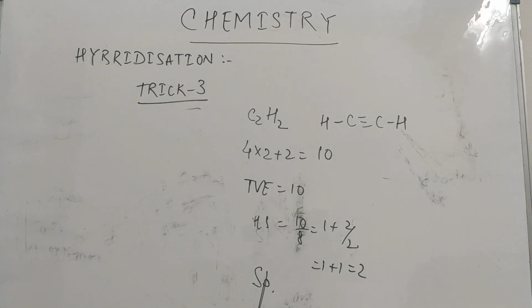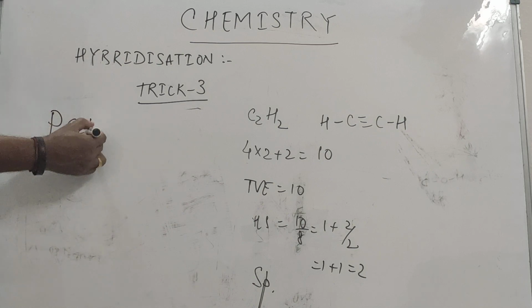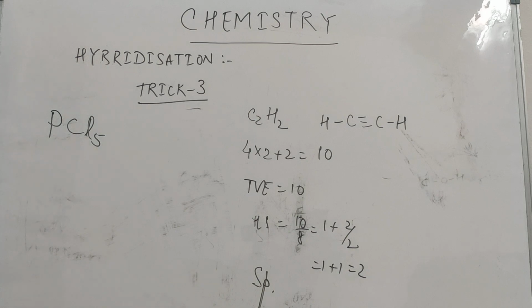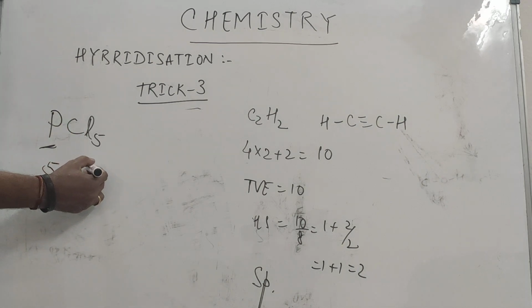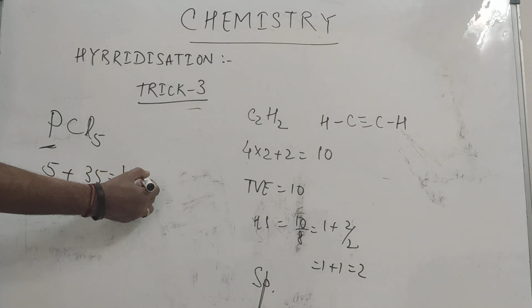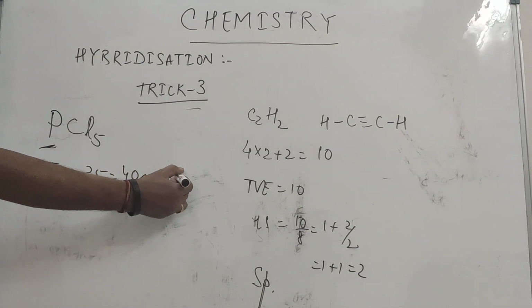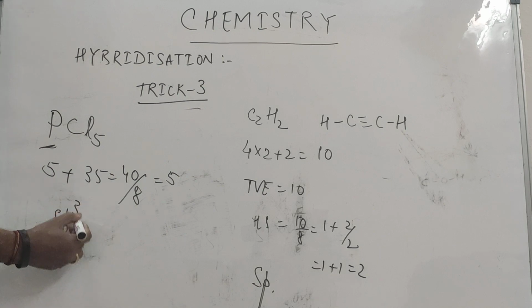Moving to the next example, PCl5, phosphorus pentachloride. In phosphorus pentachloride, the valence electron for phosphorus is 5 and for chlorine it is 7, but there are 5 chlorines, so 5 sevens are 35. So it is 40. 40 divided by 8 exactly gives 5. So the hybridization of phosphorus is sp3d and it is trigonal bipyramidal.